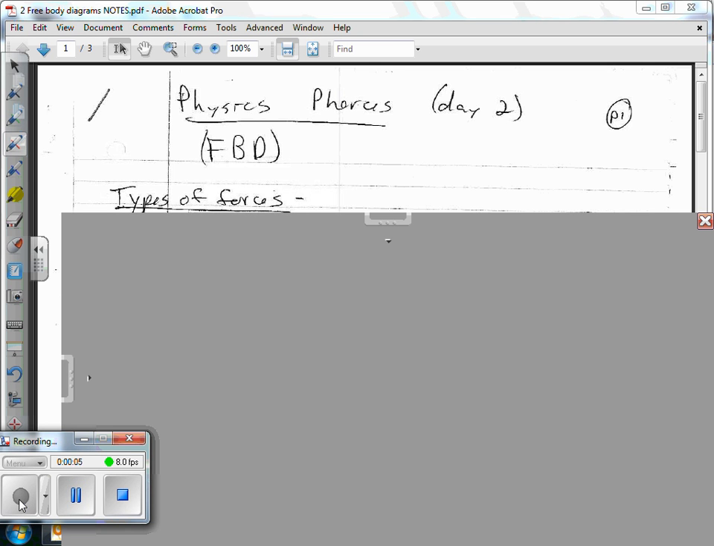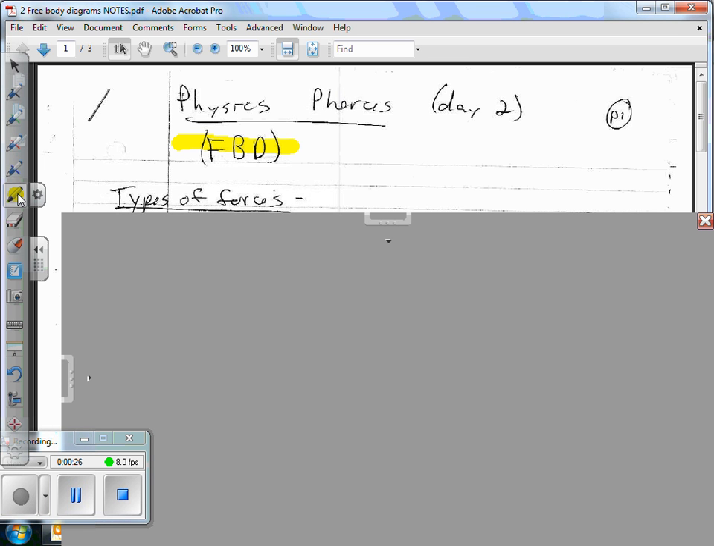Got a couple of notes here, and then we'll have an assignment. So this is kind of summing up some of the things that we talked about yesterday. Today what we're going to talk about is FBDs, which is short for free body diagram.